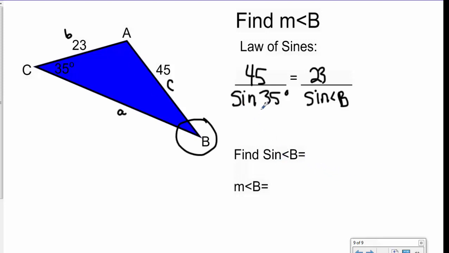Cross multiply. 45 times the sine of angle B equals 23 times the sine of 35 degrees.